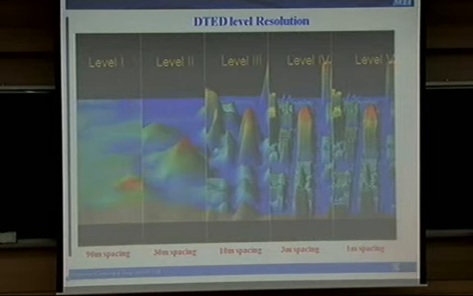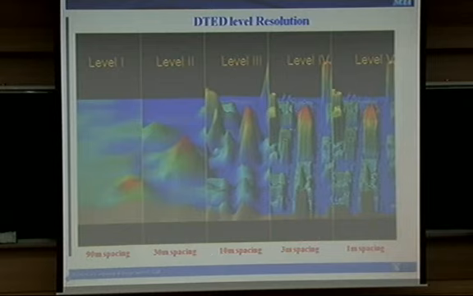So NGA takes a picture: this is level 1, level 2, level 3, level 4, level 5. Level 1 has data collection at about 9 meter spacing. This one is 30 meter, this is 10 meter, this is 3 meter, this is 1 meter. Right now, I think at level 3 we can usually get data, which means 10 meter spacing.